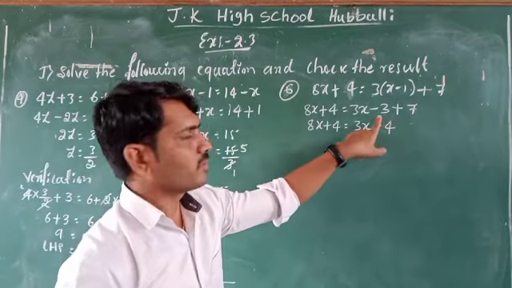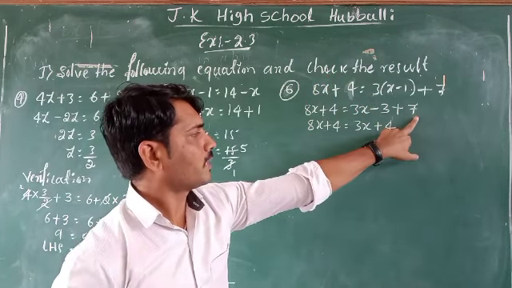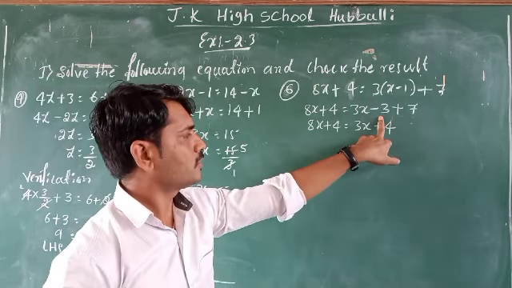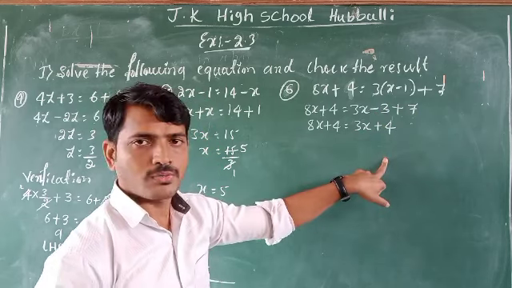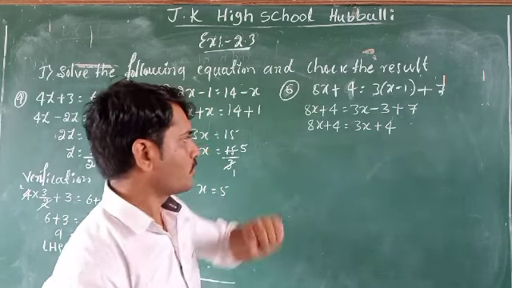Why? 7 is more than 3. Minus to plus is minus. Don't take this value, only take the constants, 7 and 3. So 7 minus 3 is how much? 4. 7 is more than minus 3. So what is the answer? Plus 4. Next term.